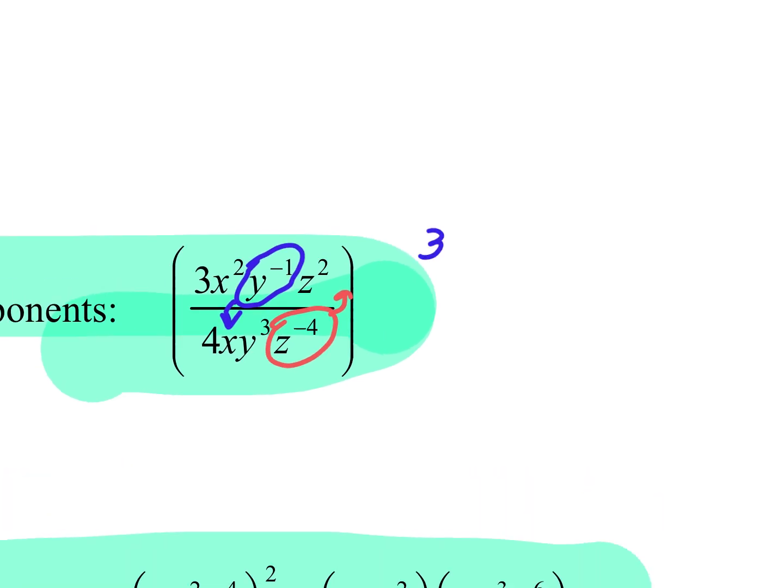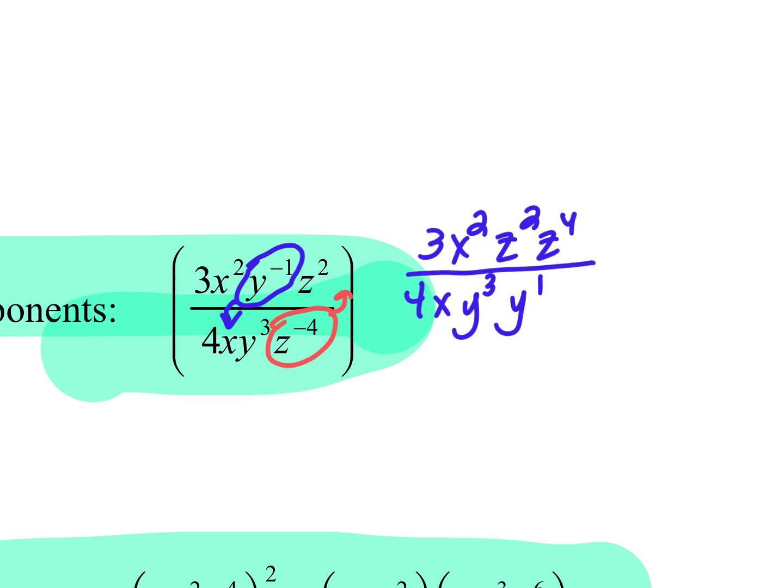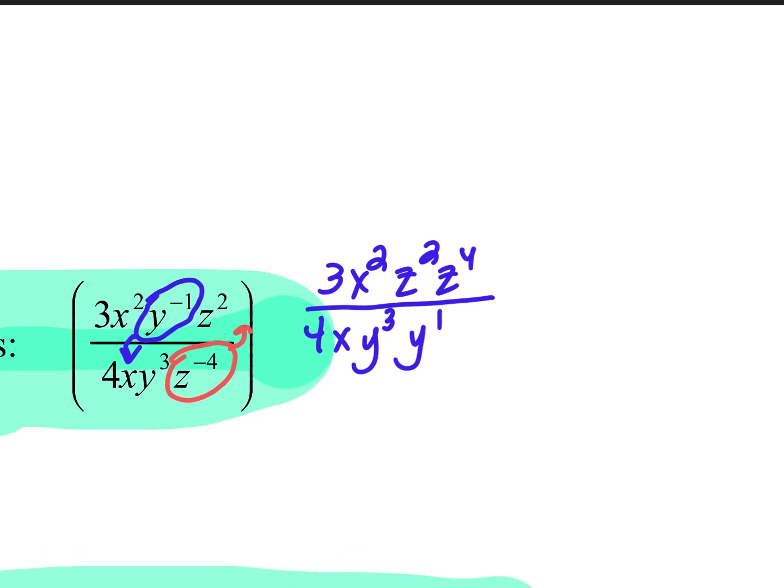My numerator is 3x squared, z squared, z to the 4th. You guys agree? Let me know if I missed something. I know I'm trying to go quickly. So at the bottom here, I have 4x, y to the 3rd, y to the 1st. Did I get everything? Okay, perfect.